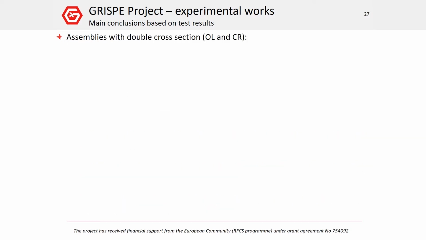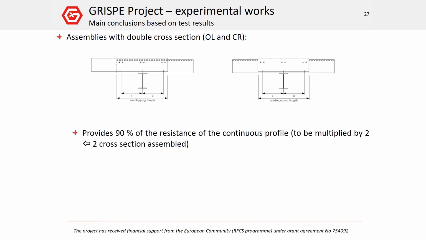For the double overlap joint and the continuous profile with local reinforcement joint, conclusions are the same. Both joints provide 2 times 90% of the resistance of a single continuous profile. To be clear, the resistance of the joint corresponds to 180% of that of a single profile.